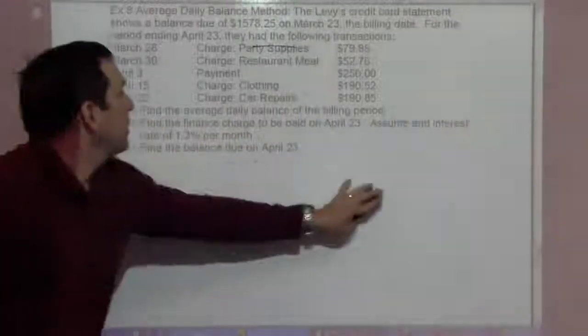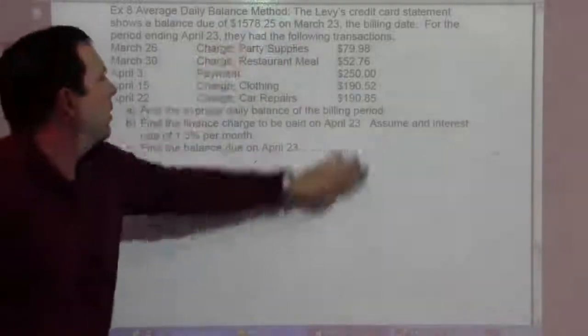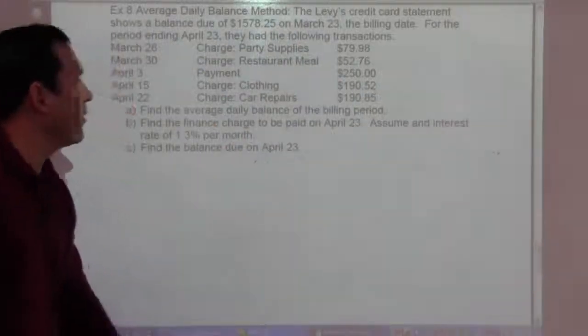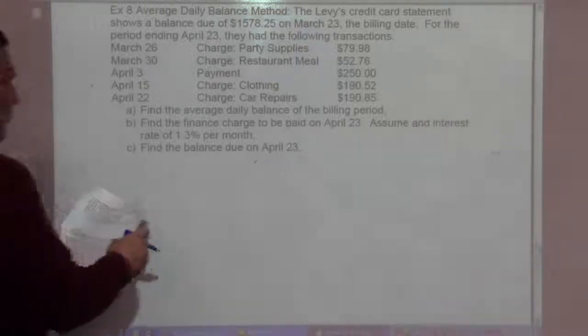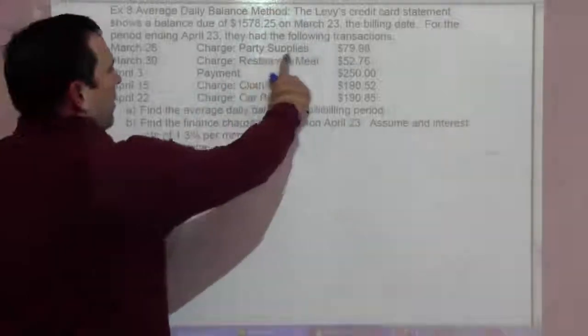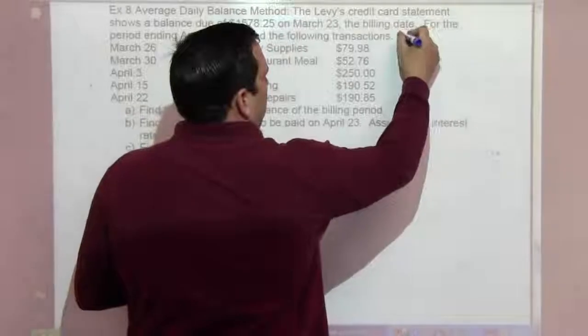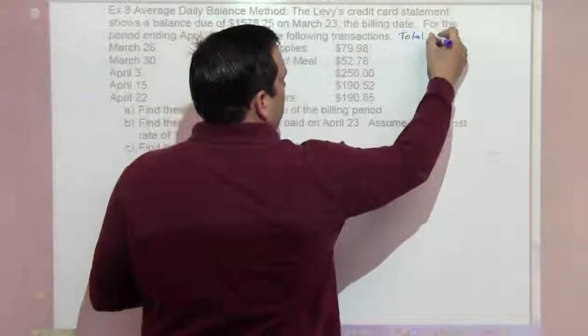The Levy's credit card statement shows a balance due of $1,578.25 on March 23rd, the billing date. For the period ending April 23rd, they had the following transactions. The charge for party supplies is $79.88. So I'm going to go ahead and calculate the total charges here.